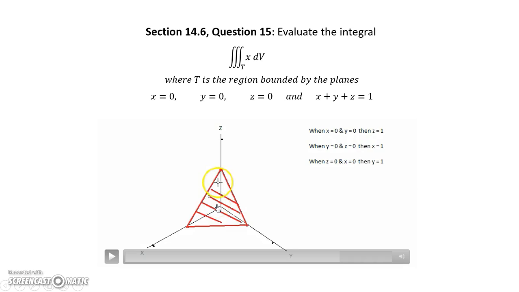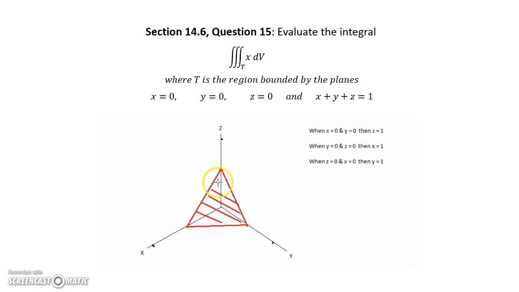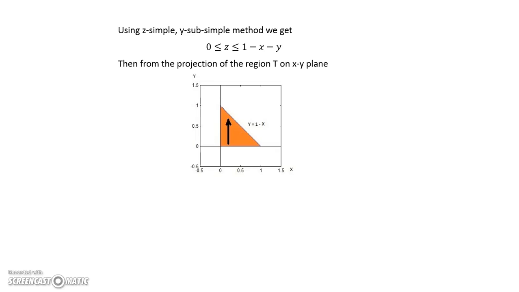Then the next step, after we did z simple, we want to start by y subsimple. So you have to sketch the region. We got z simple, right? So now you sketch the projection of the region on the xy plane, because we already got z out of the way. So now we are working only on x and y. So this is the projection of the region on the xy plane.